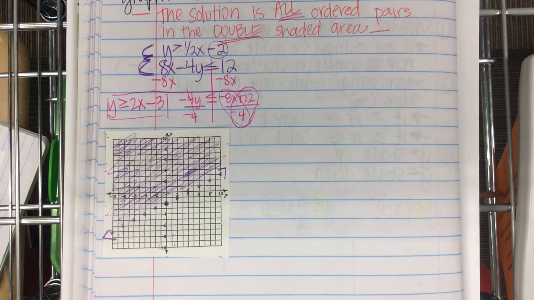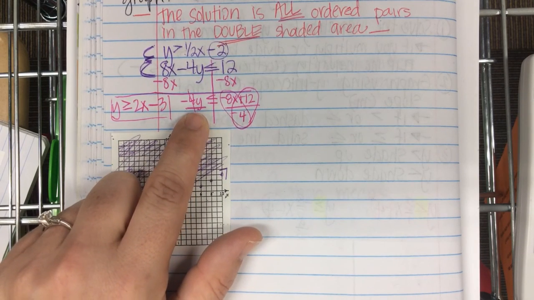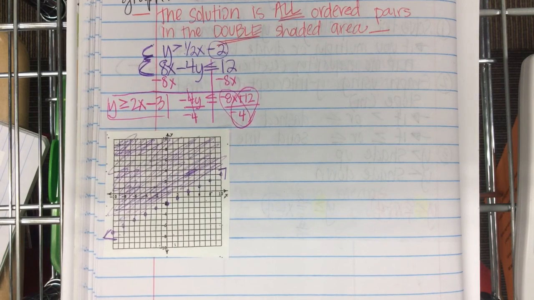When do you flip the sign? When your coefficient of y is negative. So I divided by a -4, so I have to flip the sign. If I was dividing by 4, I wouldn't flip the sign. It's only when the coefficient of y is negative. So if it was -y and we have to divide by -1, we still flip the sign. Correct. All right, so then I graph.